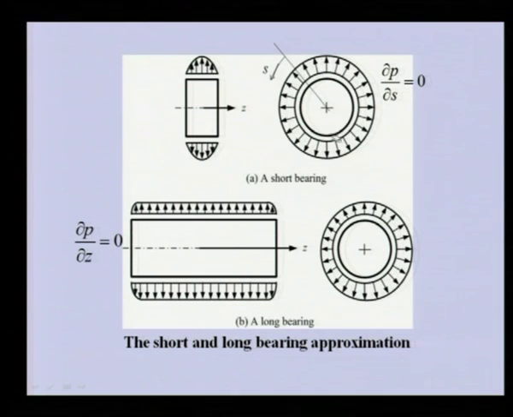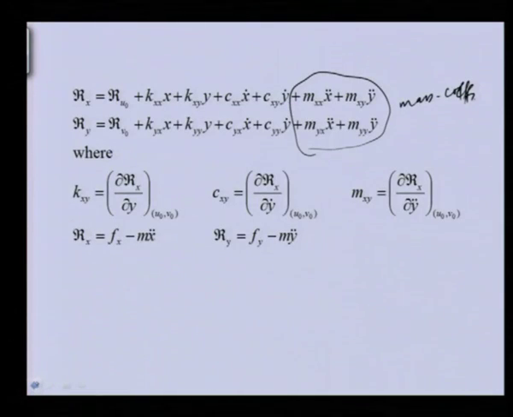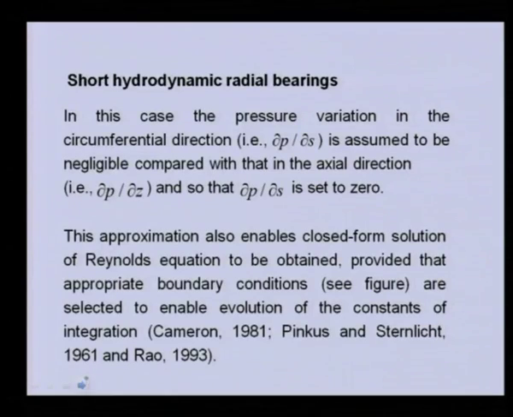I will be providing the final solution of the stiffness coefficient and the damping coefficient for the short bearing approximation, which we can get from the pressure as discussed in the previous slide. Once we know the pressure, we can get the fluid forces, and the change in the fluid forces defines these coefficients. So, they can be obtained using this simplified Reynolds equation. We have already seen the short bearing approximation.